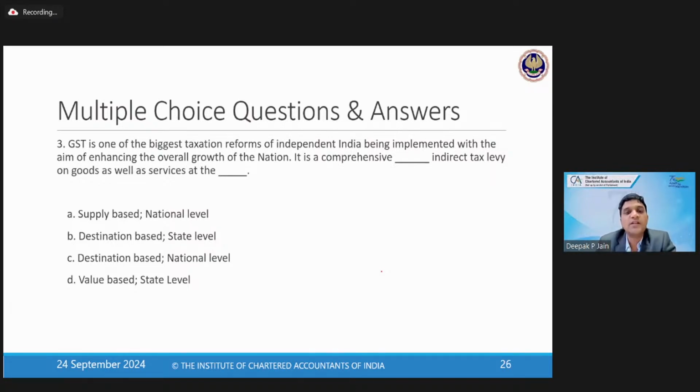You are saying it is B, but the correct answer is C, because it's a destination based tax which is levied across the nation. So it's a national level tax, not a state level. Even though at state level you collect it, it's actually for across the states throughout India. So it's a national level tax.